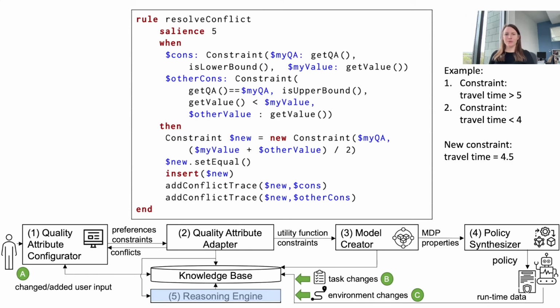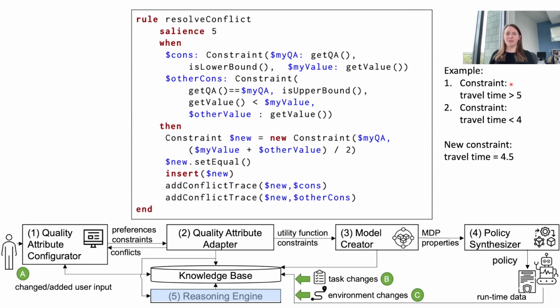As an example for the reasoning engine that the quality attribute adapter works with, we can look at a rule that this reasoning engine uses to resolve conflicts between constraints. That only works if we're considering soft constraints here. For hard constraints, we probably need to solicit human input. In this example, we have one constraint that is a lower bound constraint that is in conflict with another constraint being an upper bound constraint. And then the values are so that the two constraints cannot be fulfilled at once.